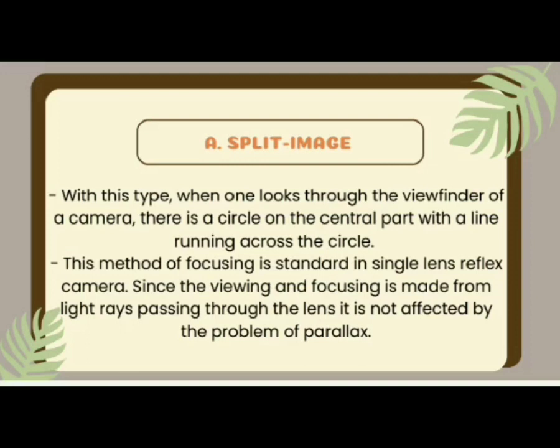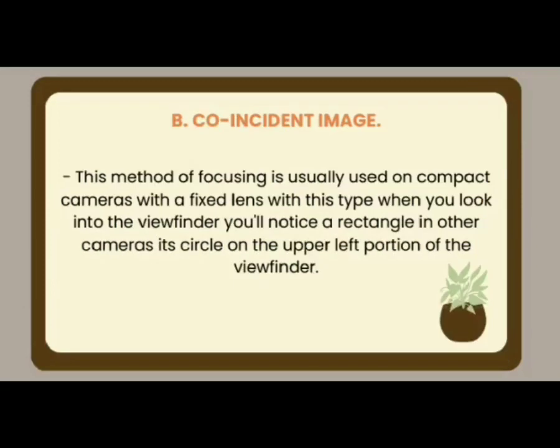So my explanation for that is the split image focusing method in single lens reflex or SLR cameras utilizes a circle with a line running across it in the central part of the viewfinder. This setup allows for precise focusing by aligning the split images, unaffected by parallax, as it relies on light rays passing through the lens.